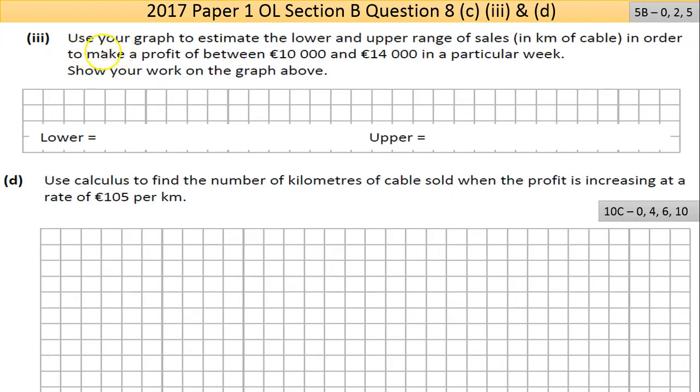So in 8 part C part 3, it's saying, use your graph to estimate the lower and upper range of sales in kilometers of cable in order to make a profit of between 10,000 and 14,000 in a particular week. Now, if you know what's happening in the graph, then this is easy. You have to understand that the profit is what's being represented on the y-axis, and the x-axis is representing the kilometers of cable. So it's the graph that's needed, and whatever graph you've drawn will be used to work out what the actual answer is. So there's not a set answer here. The answer is always based on the student's work.